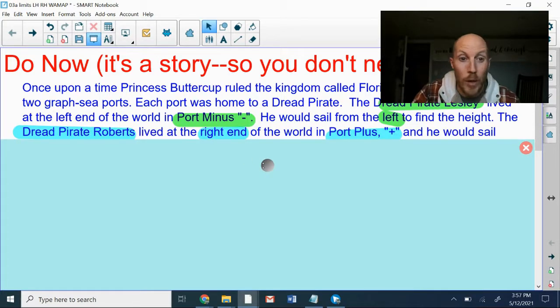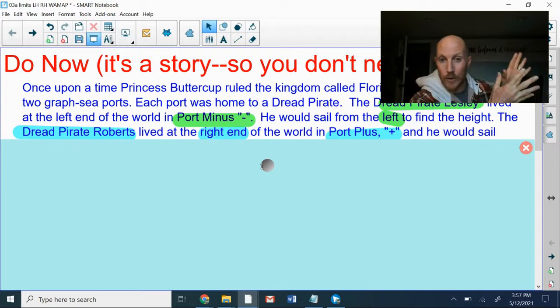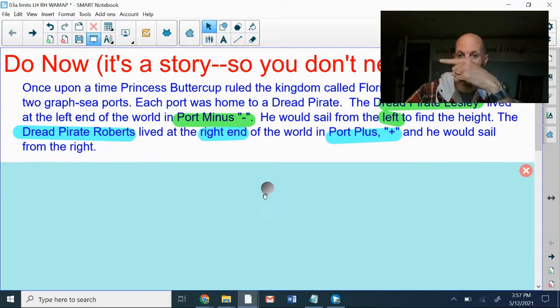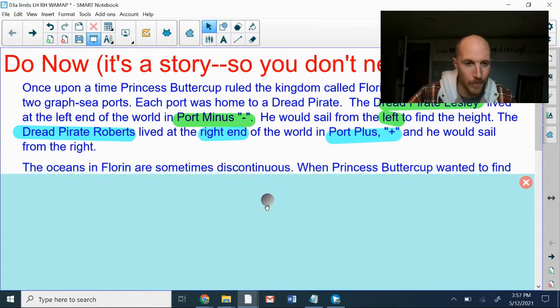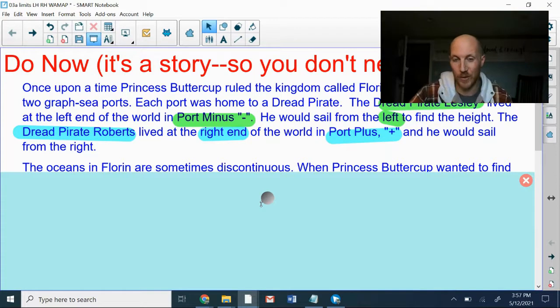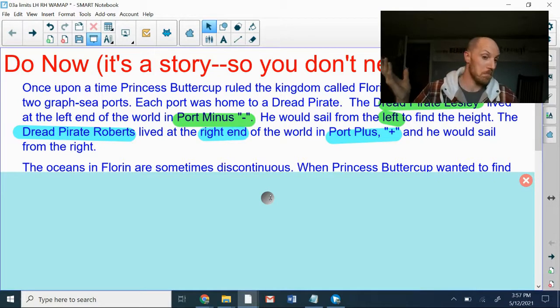The dread pirate Roberts lived at the right end of the world in a place called Port Plus, and he would sail from the right out to find the height of the ocean. The oceans in Florin are weird, sometimes discontinuous, meaning they don't always attach from one side to the other. And Princess Buttercup was especially interested in the unusual, the curious things she'd never seen before, maybe things that don't always make sense, like the Cliffs of Insanity.